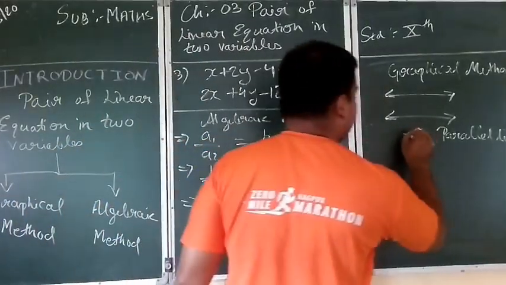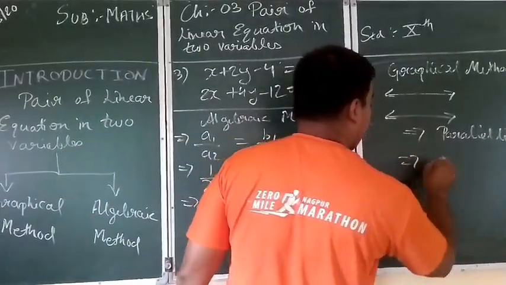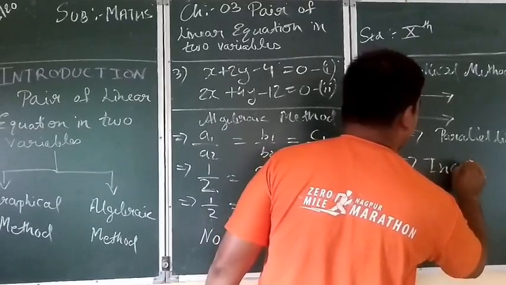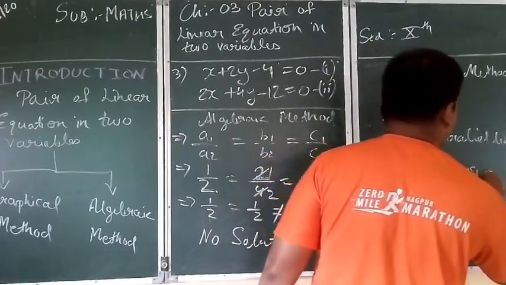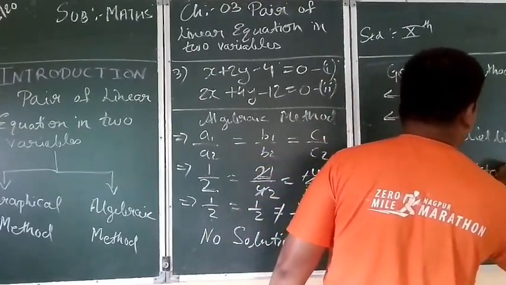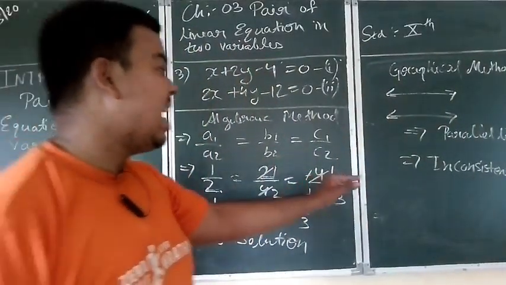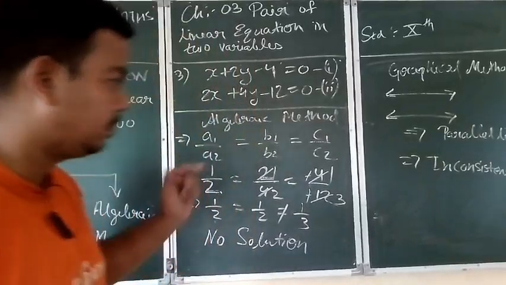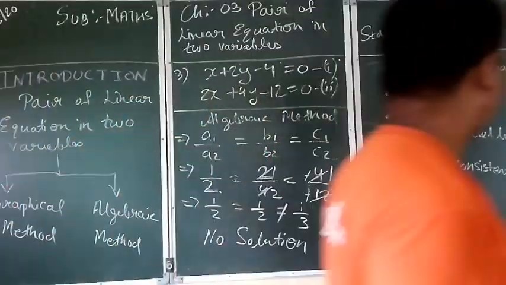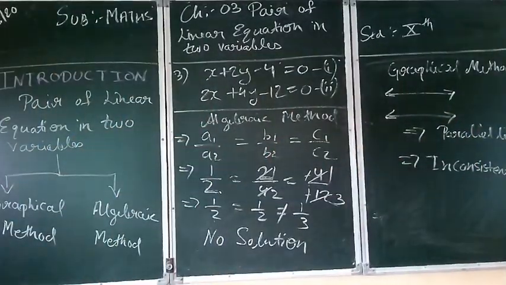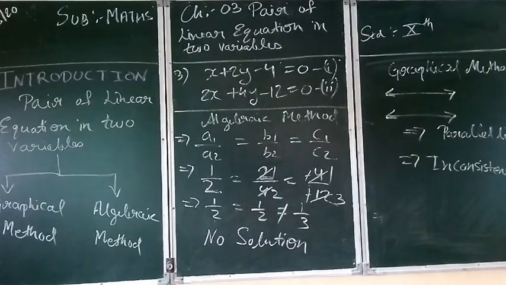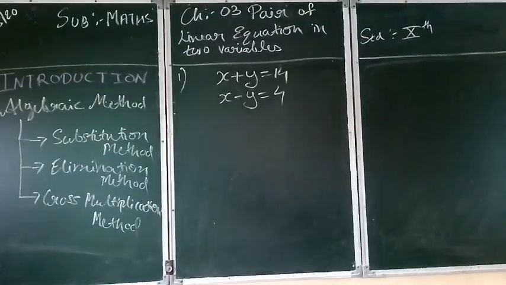So we call it inconsistent. We cannot find any solution of this type of equation, so we call it inconsistent. Okay, let's note this down.